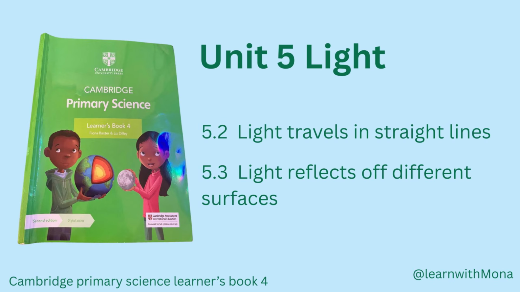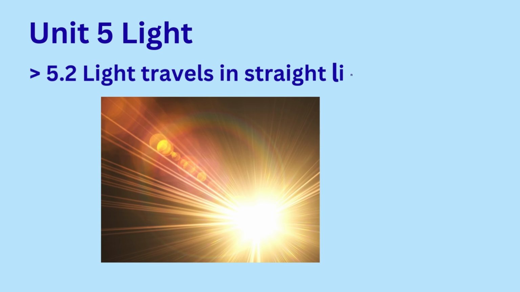Today we are going to learn about light from Cambridge Primary Science Learner's Book 4, Unit 5, Light. 5.2 Light travels in straight lines.